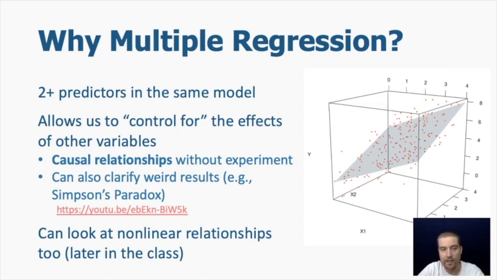There's a lot of cases where experimentation is either not possible or unethical, and so this gives us a way to approach causality. So when we say control for, we're basically pulling the effect of those other variables out. And we're going to talk about that in more detail in a moment. It also can help clarify really strange results like what happens in Simpson's paradox, where it looks like the relationship is one way, but it's actually totally the opposite. I have a link to a YouTube video that discusses that a little bit.